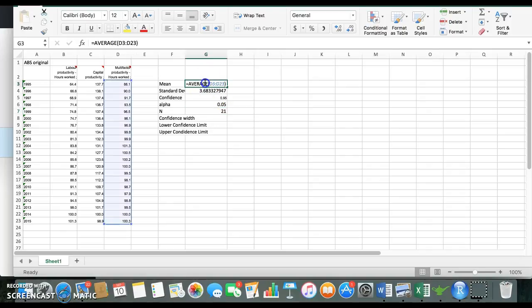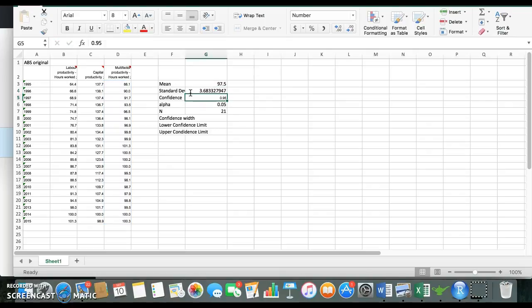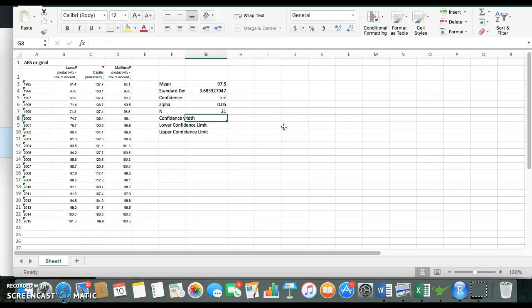Now, to get the mean of multi-factor productivity, all I did was take the average using the average function. To get the standard deviation, I used STDEV.S, which is the sample one, and that gave it to me there. Confidence, I've decided to do a 95% confidence interval, so the alpha is 0.05, which is 1 minus 0.95. And to find out how many observations I had, I just used the count function there. Now, in this case, I have n equal to 21, and realistically, I don't know what the population standard deviation is. So I'm going to use the t-distribution.